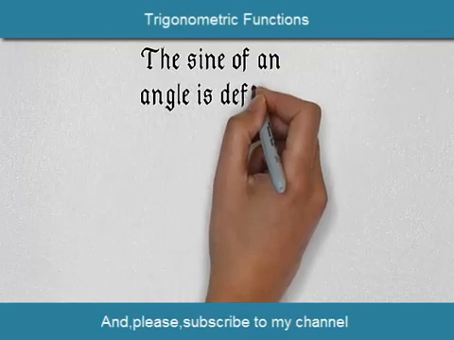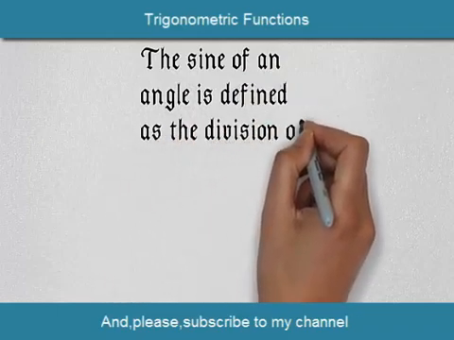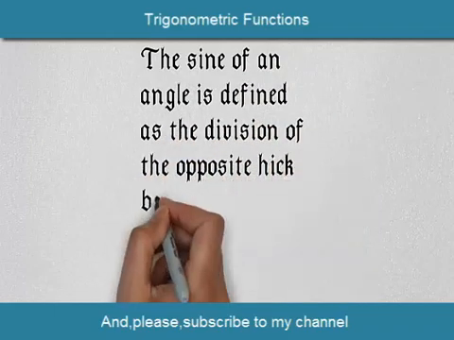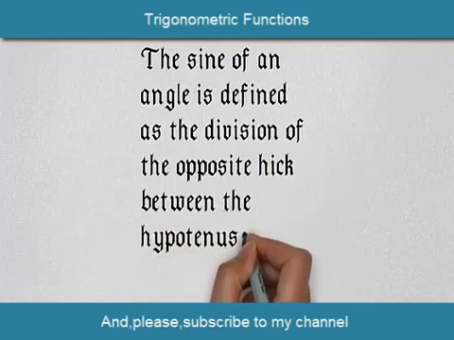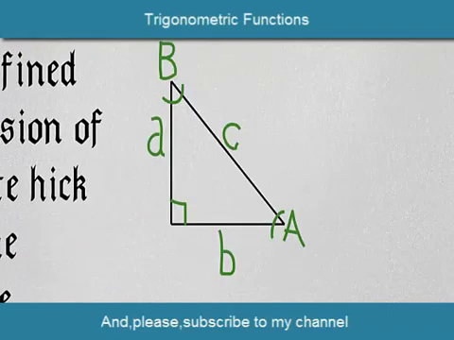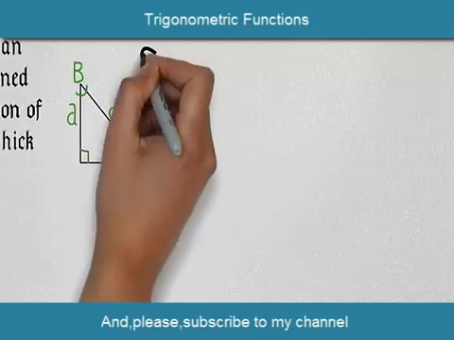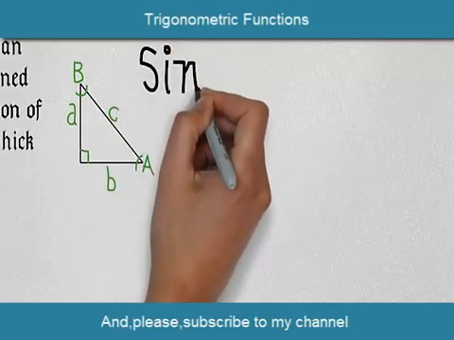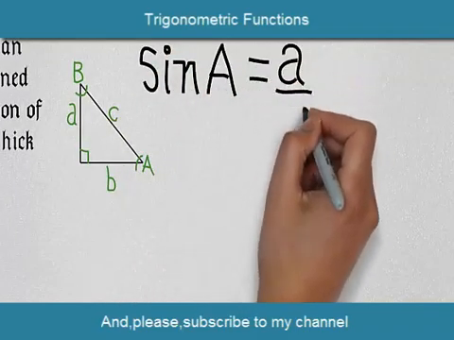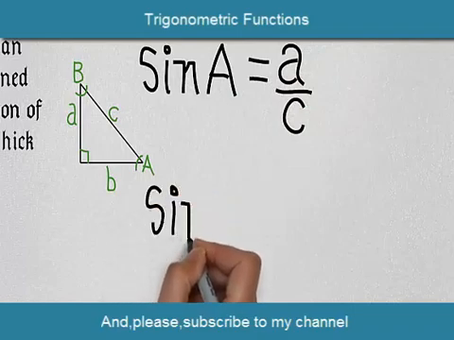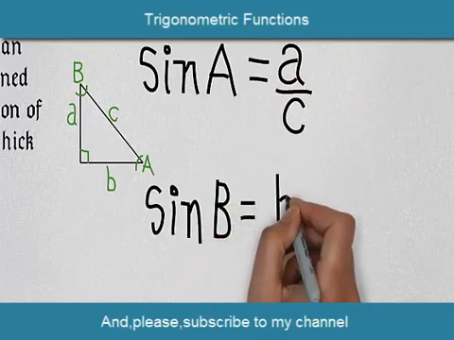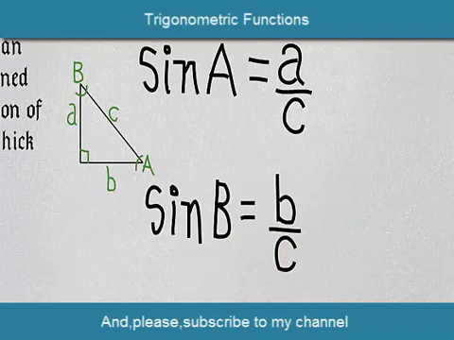Now, let's write the sine function definition. The sine of an angle is defined as the division of the opposite leg by the hypotenuse. Let's see. The sine of the angle A is equal to the A magnitude divided by the hypotenuse C. The sine of the angle B is equal to the B magnitude divided by the hypotenuse C.